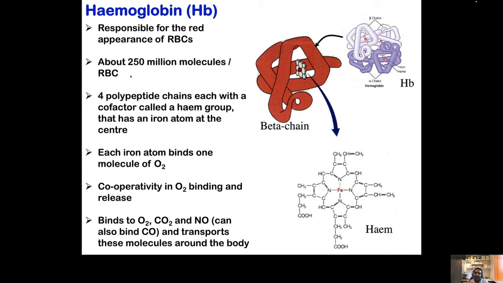Now each hemoglobin has 4 polypeptide chains, which means 4 protein chains. You can see here 2 alpha chains and 2 beta chains. They all join together, okay, and they form the complete hemoglobin. So each hemoglobin has 4 polypeptide chains: 2 alpha chains and 2 beta chains.